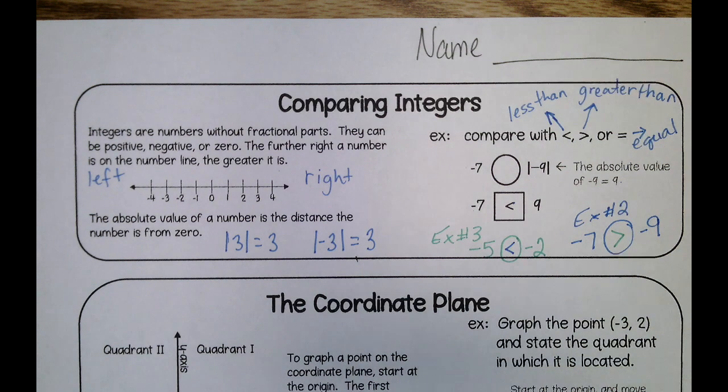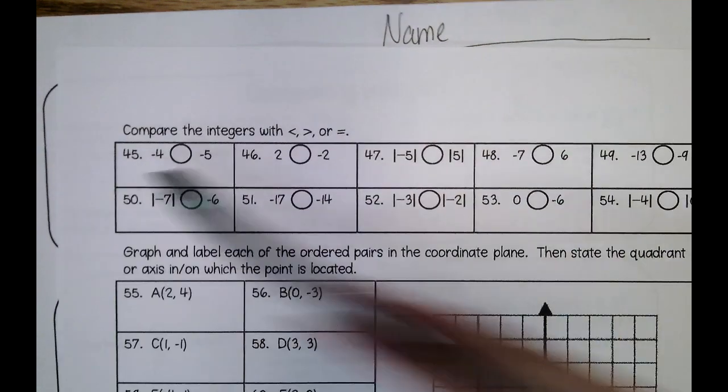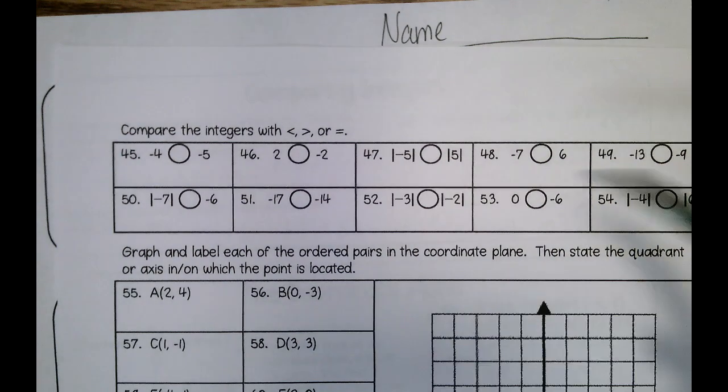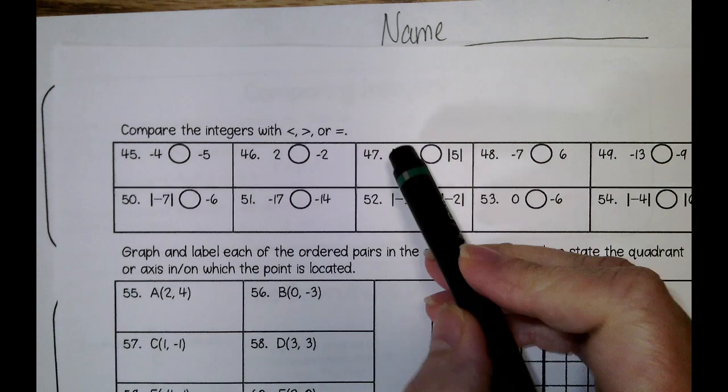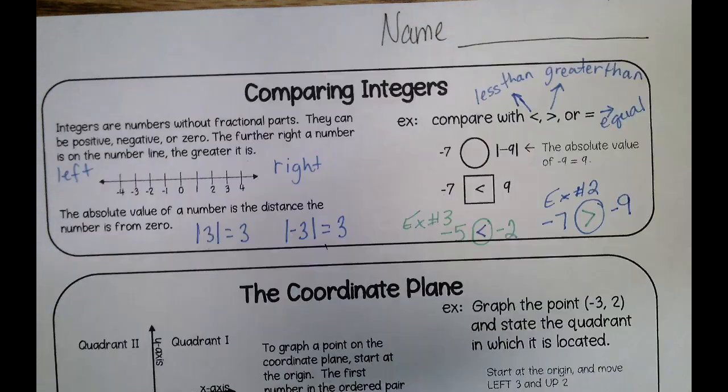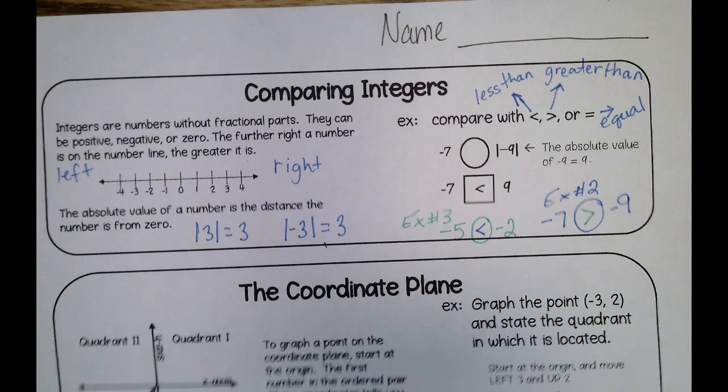So you're going to do, we've got 45 through 54 right here. So you're going to do all those. Make sure you pay attention. Absolute value is how far that number is away from 0. Okay? All right. Now let's look at the coordinate plane.